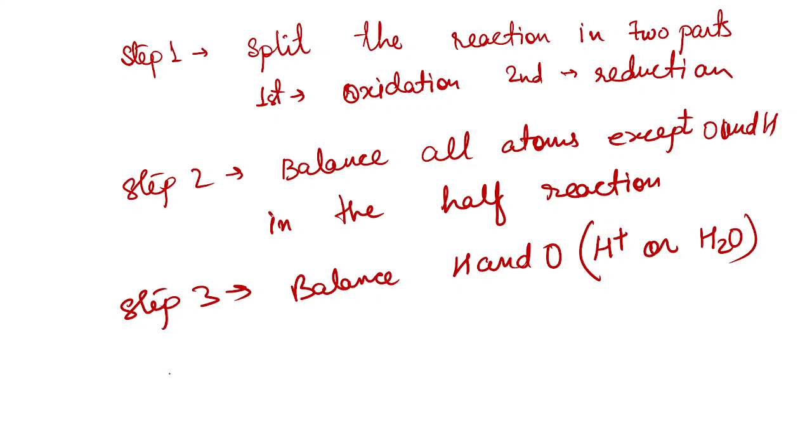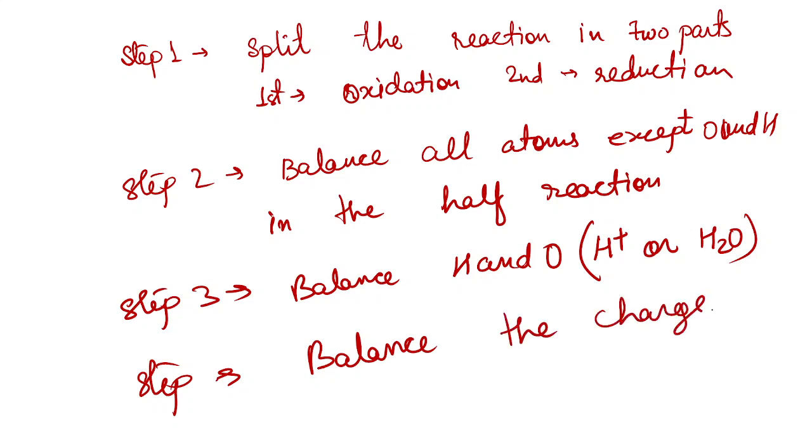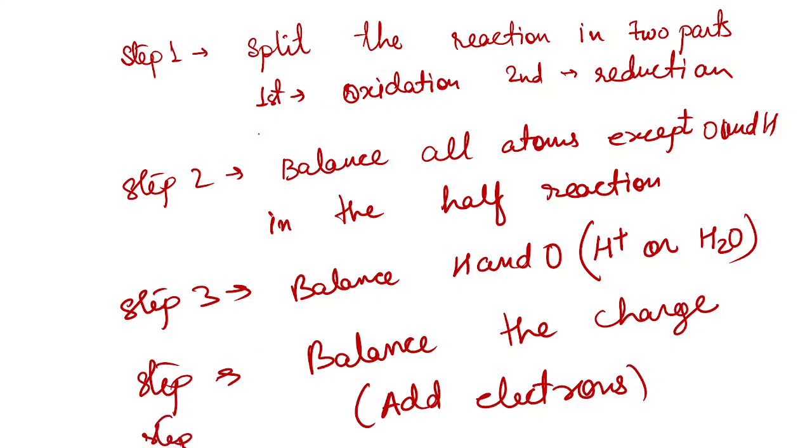And the last steps here. Step number 4 will be that we have to balance the charge. For balancing the charge, we will add electrons to the reaction. Now how it is done, I'll be showing you examples. Step number 5, the last step, will be that we will add the two reactions. Now we have to apply this on some example. You practice it, then it will be more clear for you.